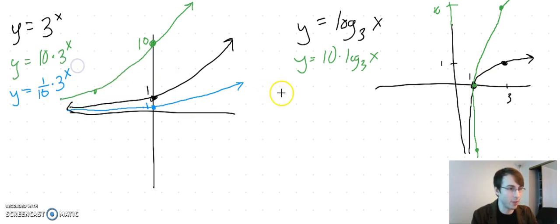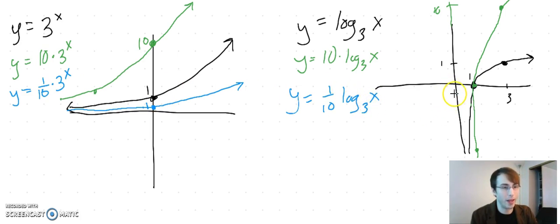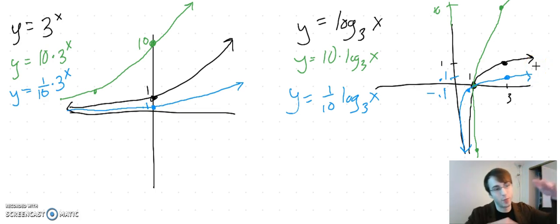And then likewise, if we have y equals 1/10 log 3 of x, then now this point is dividing by 10, so going to 0.1. And this point is also divided by 10, so going to like -0.1. So it's going to look something like that. And that's what we get if we smush the function.